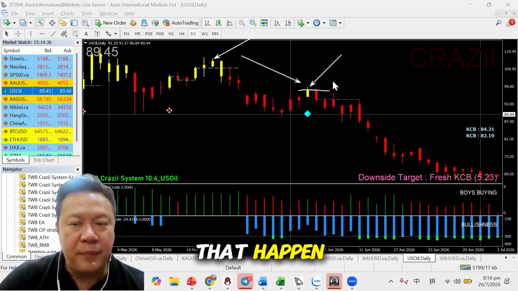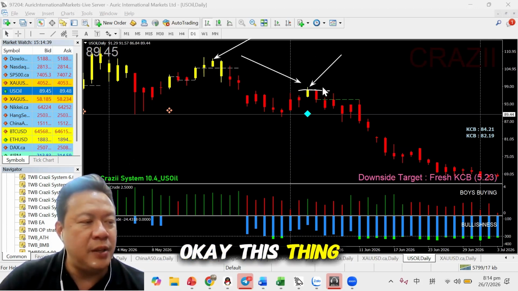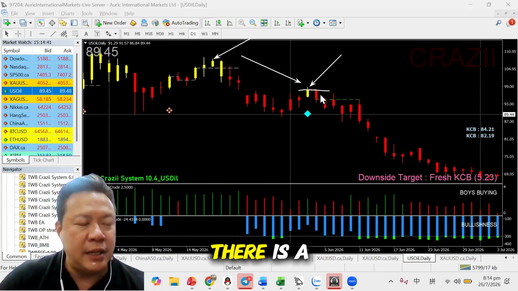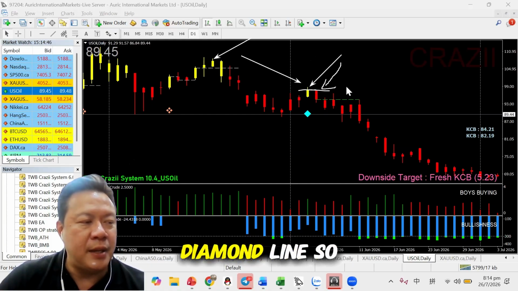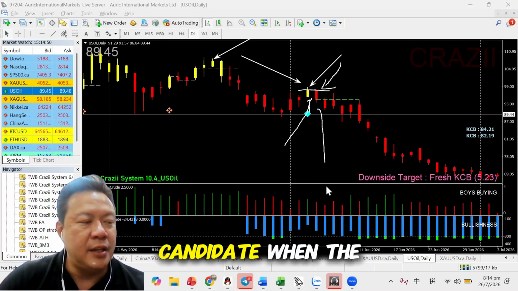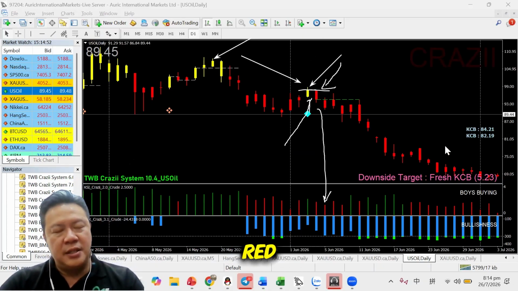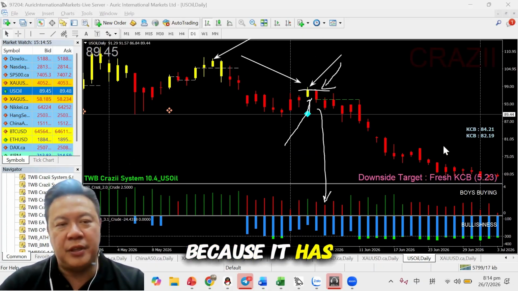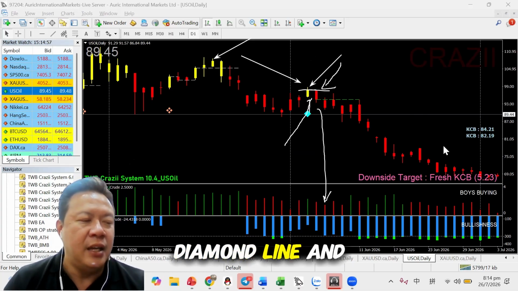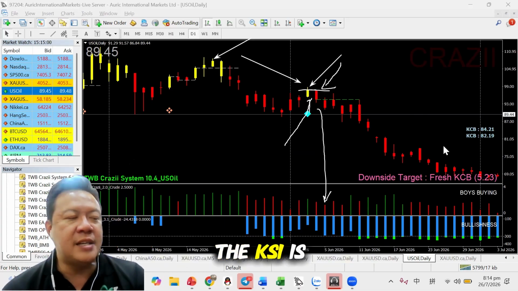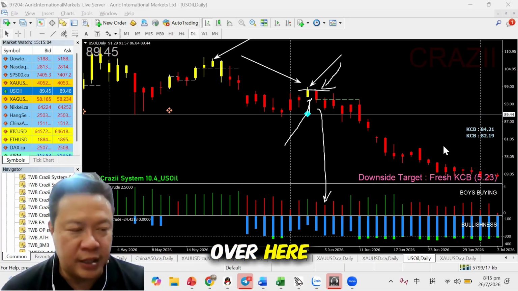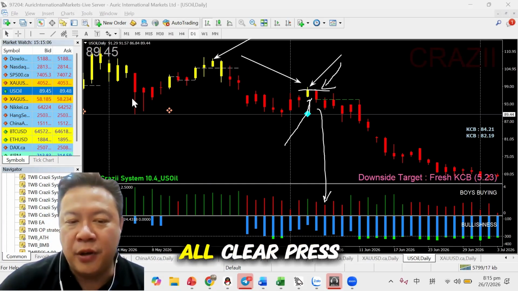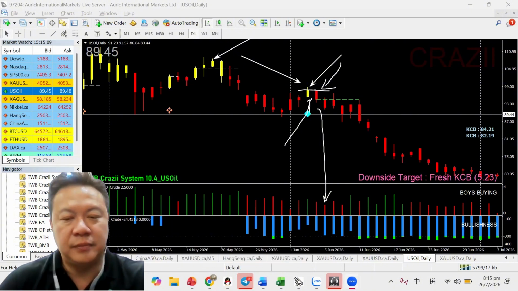Okay, so when that happens, this thing will be below, there's a K trend followed by a red candle, and a diamond line. So because of that, this is definitely a strong sell candidate when the KSI is also red. So this sell is very good because it has the K trend, it has a diamond line, and very important, the KSI is also red. So that gives us a very strong sell signal over here. All clear? If all clear, press number 3 right now.